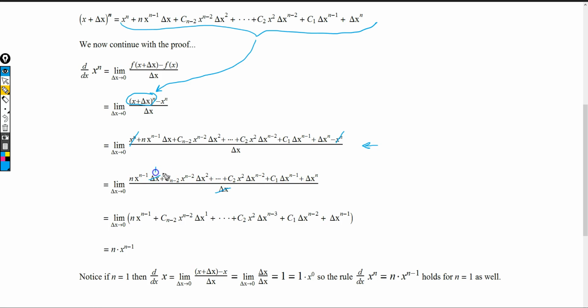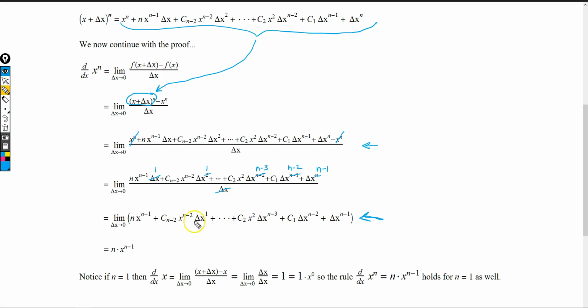So this just becomes the number 1. This becomes just delta x to the 1 power. This becomes delta x to the n minus 3, n minus 2, and then just n minus 1. And we end up with this down here then.